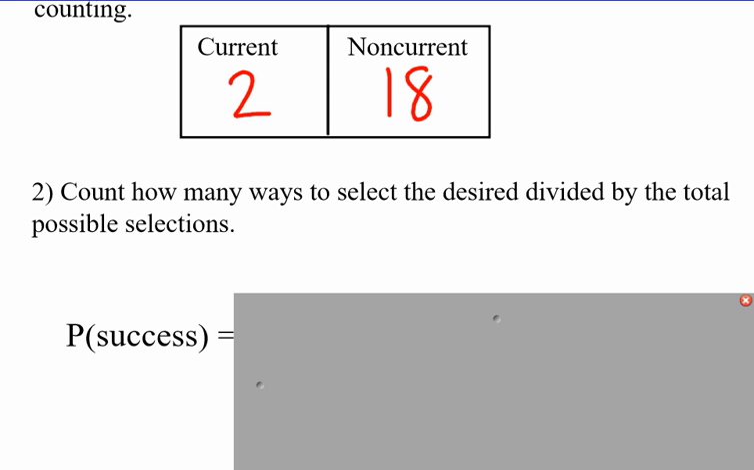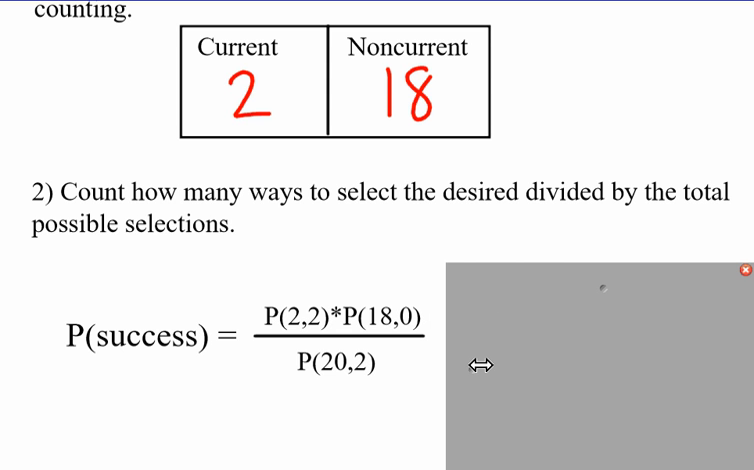So probability of success to start, which means from the 2 people that currently have the role, I need to select 2 of them. And so we would do 2 permute 2. And remember, "and" in math means multiplication in probability. And from the 18 people not president and vice president, I need to select 0 of them. And I need to divide it by selecting 2 people from 20 out of the total.